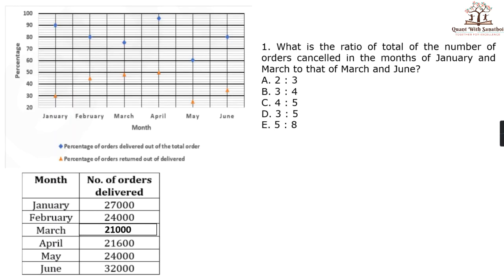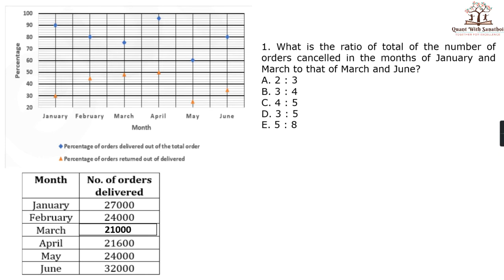Now, look at the first question. In the question they have asked, what is the ratio of the total number of orders cancelled in the month of January and March to the March and June? So in this question they have asked the ratio. We don't need to find the actual values. So keep in mind that we have to find January and March and June. Look at the table.